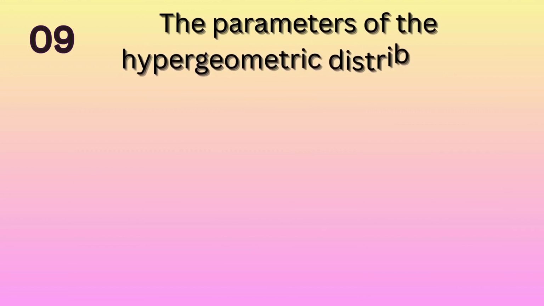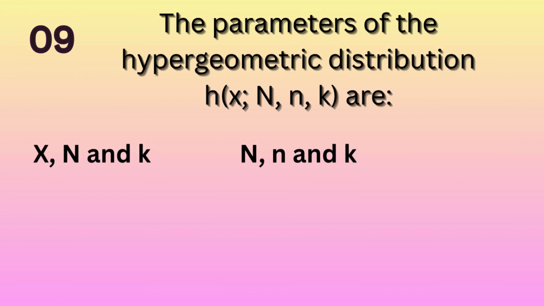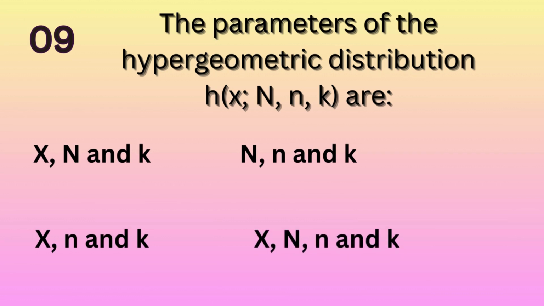The parameters of the hypergeometric distribution are, the options are: x, capital N and k; capital N, small n and k; x, small n and k; x, capital N, small n and k. The correct option is capital N, small n and k.